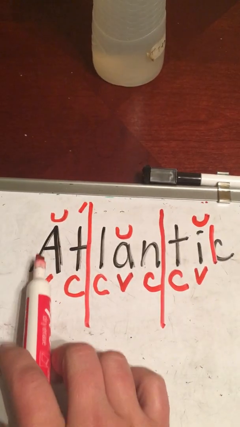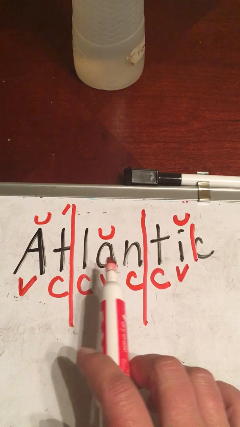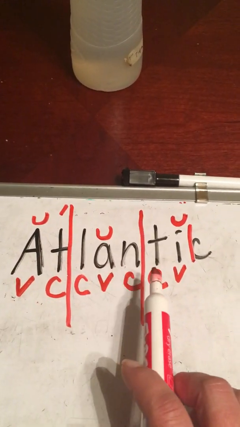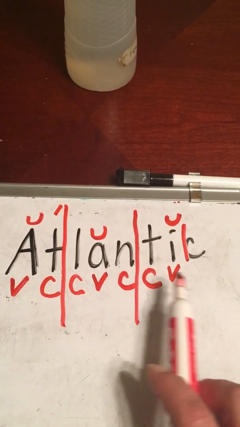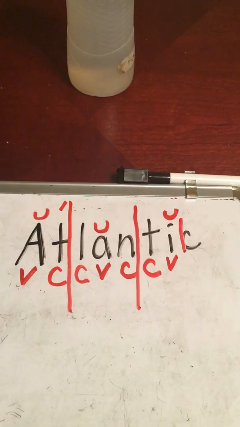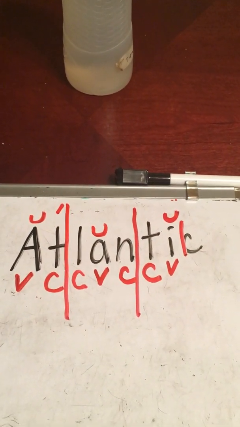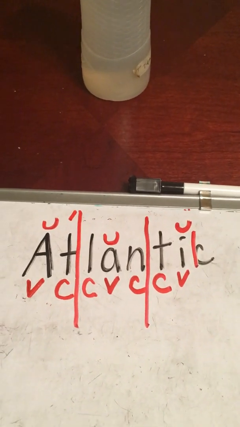So let's look. We have at, lan, tic. Atlantic. Perfect. All right, let's read it with the accent on the first syllable. Atlantic. You know, I don't think that's normally how we say that word.